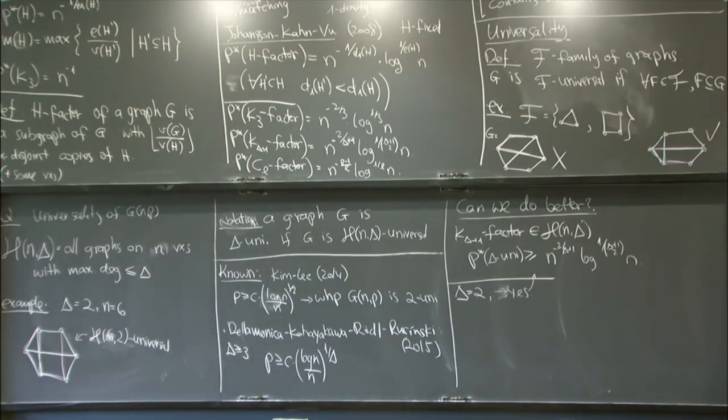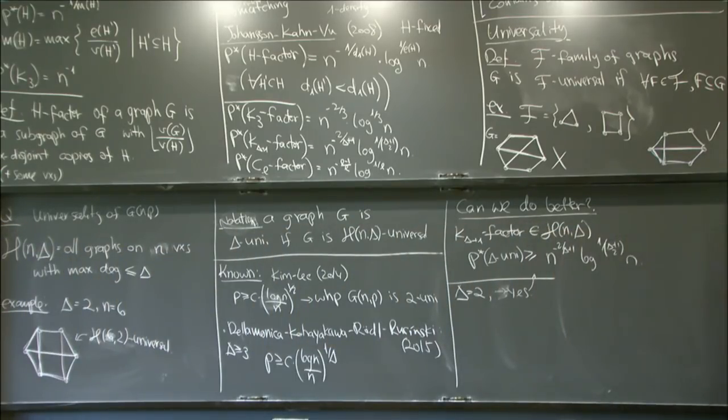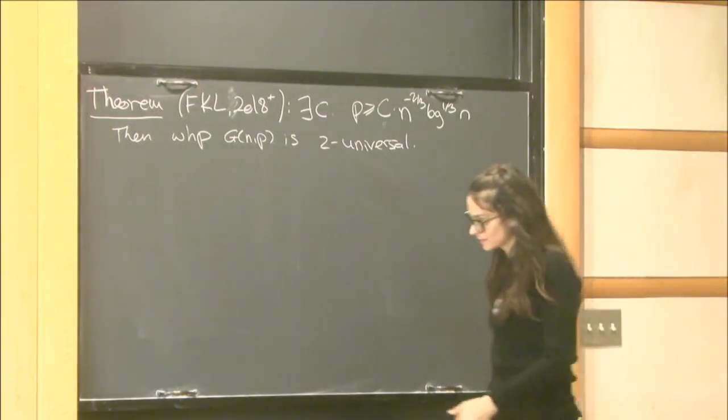For one, yeah, it was confusing. The worst case. Worst case, yeah. Okay. Okay, so we do know the universality of delta equals 2.